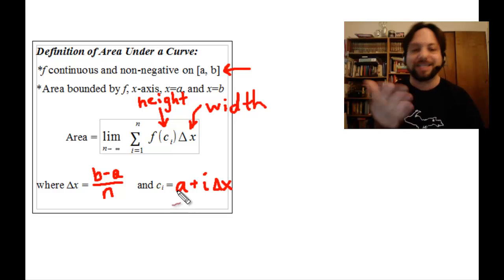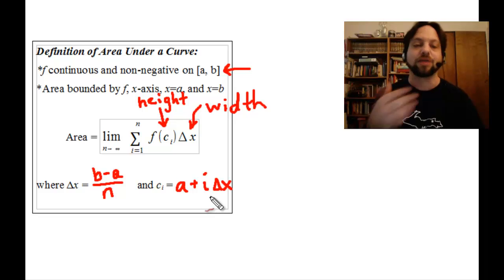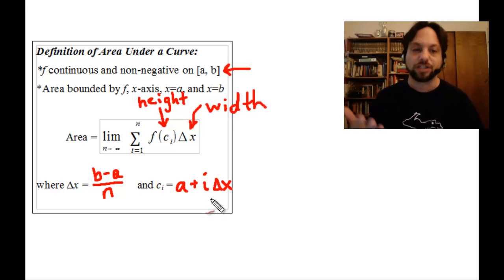Well, whatever a is, that's the beginning of our interval. That kind of makes sense. i is going to be the ith rectangle. For the first rectangle, i is just 1. For the 10th rectangle, i is 10. And so on and so on.